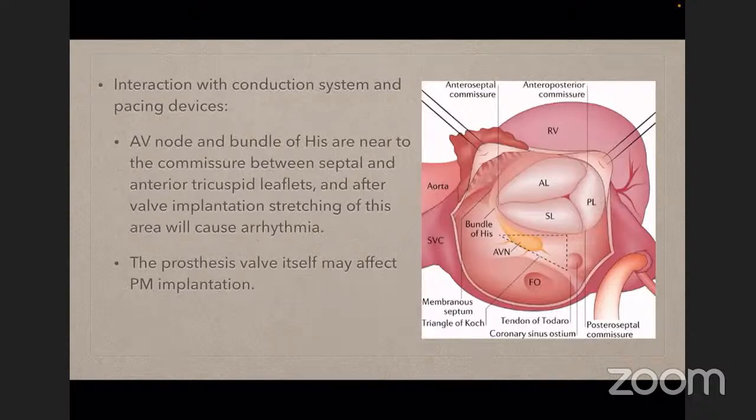Interaction with conduction system and pacing device. The AV node and bundle of His are near the commissure between the septal and anterior tricuspid leaflet, as in the picture you can see here. So after the valve implantation, stretching of this area will cause arrhythmia. So we're going to need a permanent pacemaker, which can be affected by the prosthetic valve implantation itself.